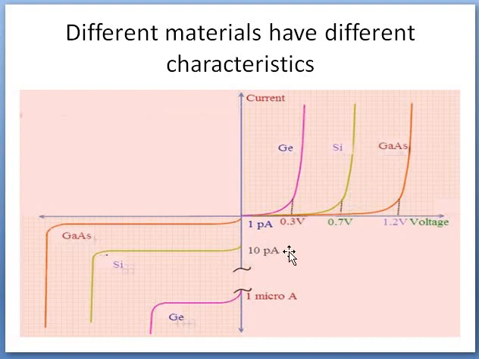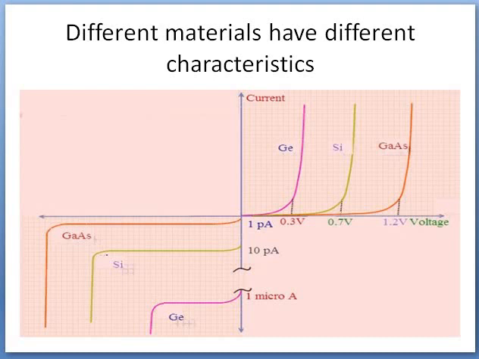has an intermediate level of around 10 picoampere of reverse saturation current, and gallium arsenide needs more voltage to start conducting, but its reverse saturation current is wonderful. It's almost negligible, and it will break down after a long time. Now let me explain to you what breakdown is.